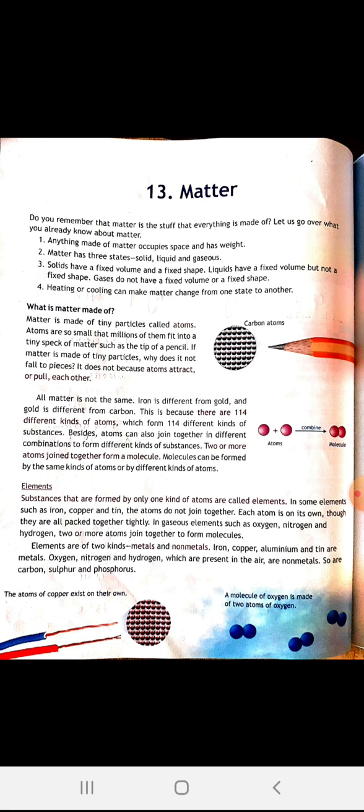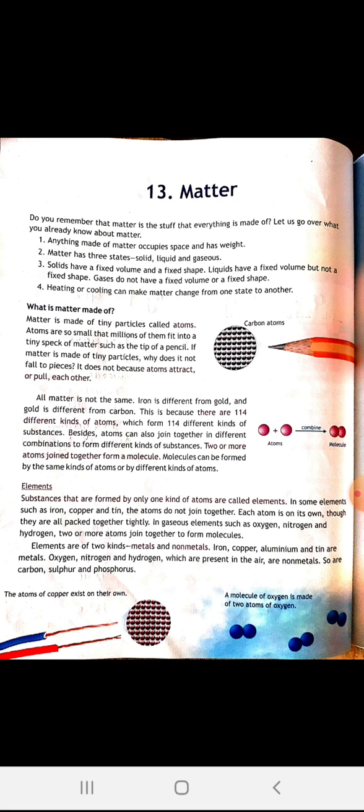So beta, matter is made of tiny particles called atoms, and atoms are so small in size that millions of them fit into a tiny speck of matter, such as the tip of a pencil. See here in the image, carbon atoms are there and the pencil tip is shown. And why does it not fall to pieces? Because atoms attract or pull each other.